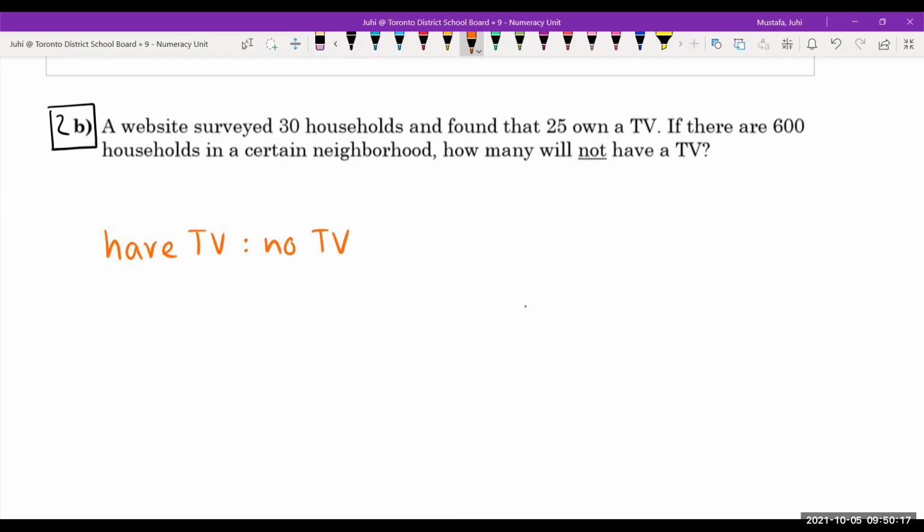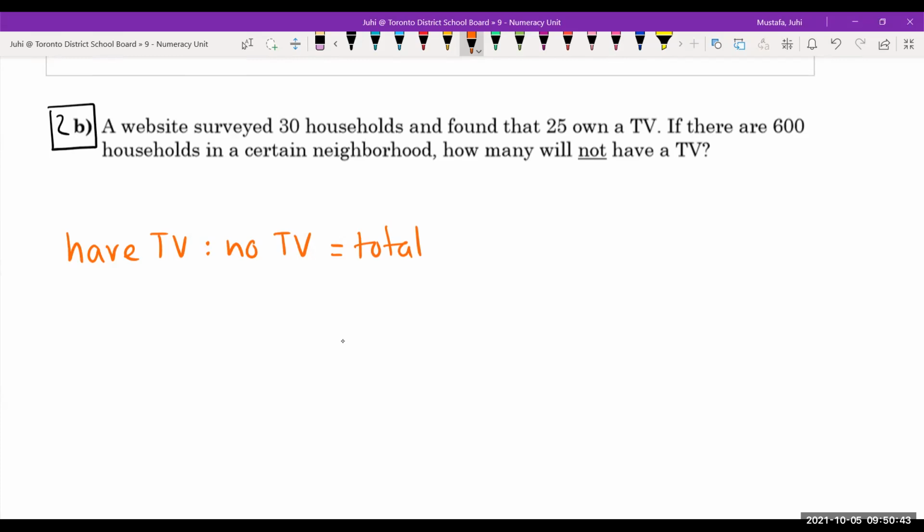And by the way, if you do have a hidden number, or if you do want to talk about your total, how do you write that down? Well, what you do is you write down your proportion in words, have TV or no TV, and then you set it equal to total. And this makes sense, right? If you add up the people who have a TV and the people that don't have a TV, that should give you the total number of houses.